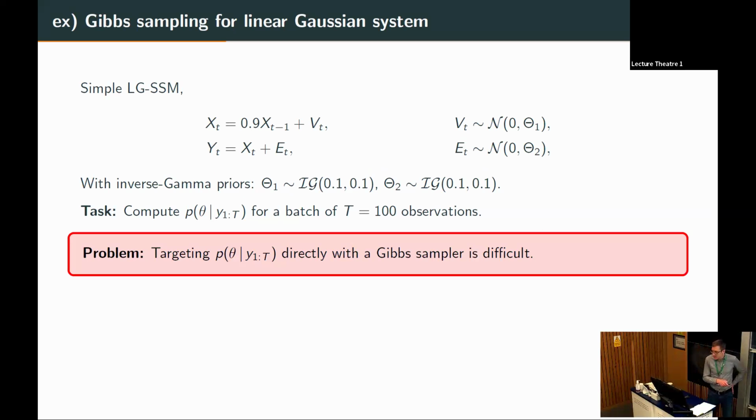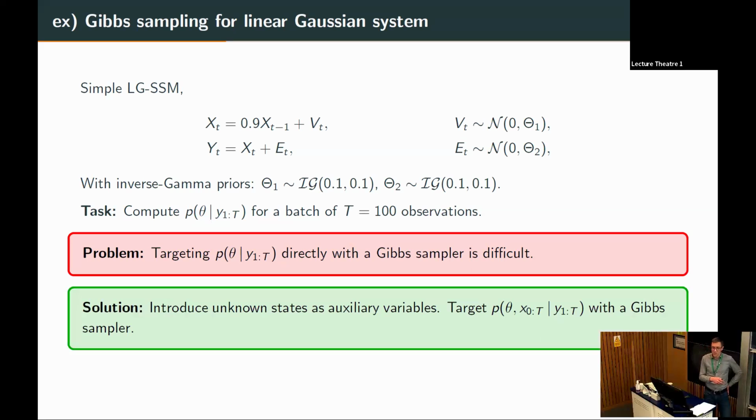Then targeting this posterior distribution directly using the Gibbs sampler is difficult, and the reason for that is that we have these latent state variables, the x's as well, right? So in order to target this, we would still need to compute this posterior distribution to get the conditionals of this.